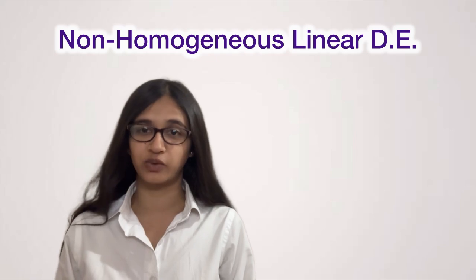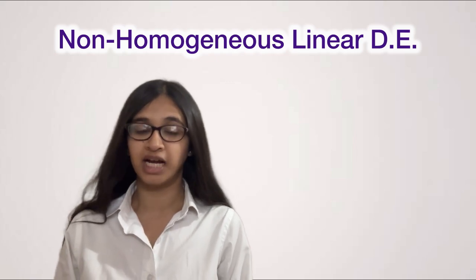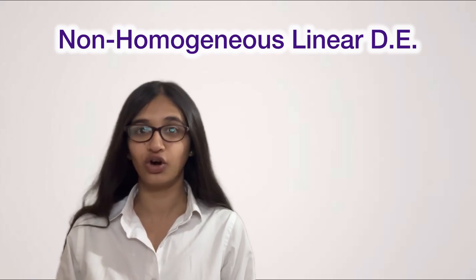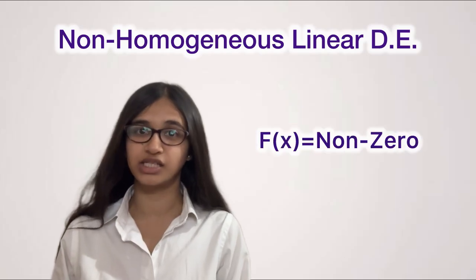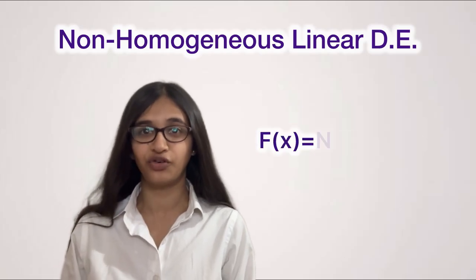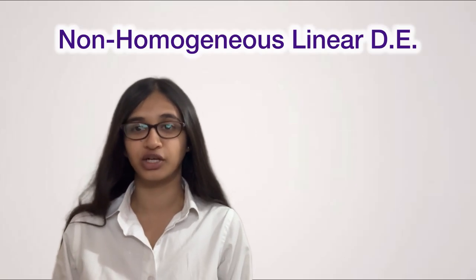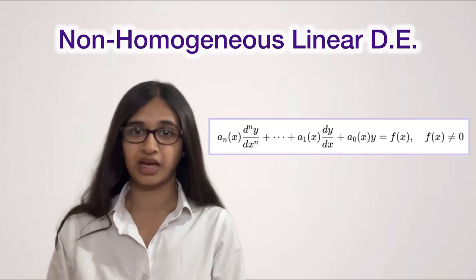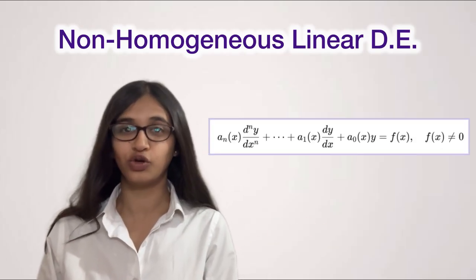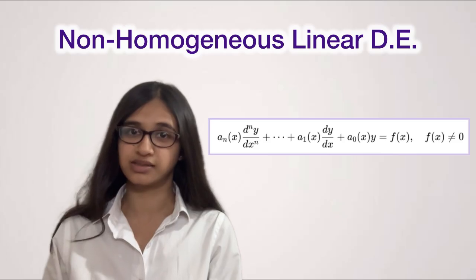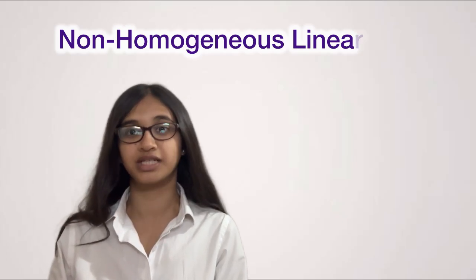Now let's talk about non-homogeneous linear differential equations. The idea is simple. A linear differential equation is called non-homogeneous when the right-hand side is not zero. The general form of a non-homogeneous linear differential equation looks like this. There are four key cases of non-homogeneous linear differential equations. Let's understand each of them with an example.